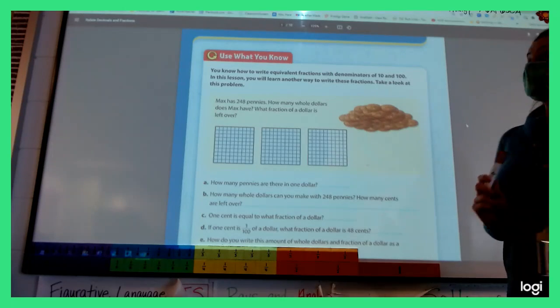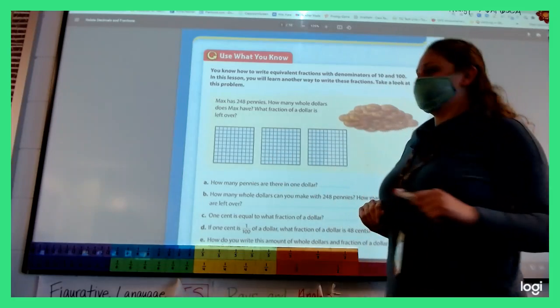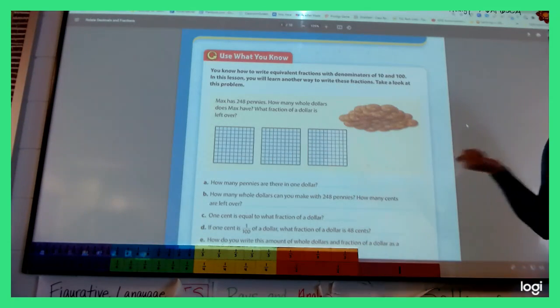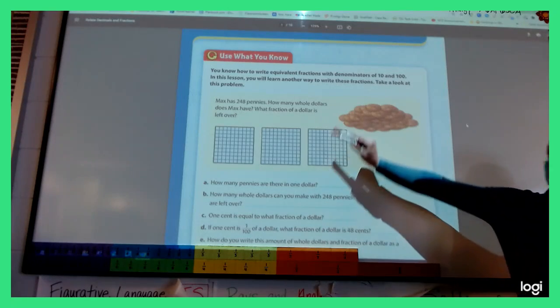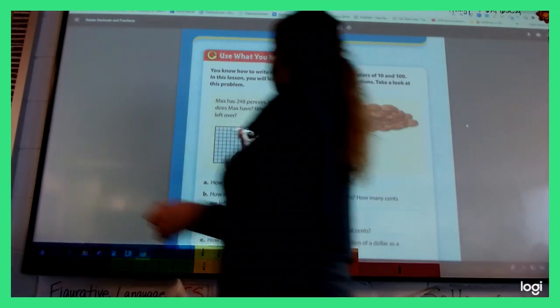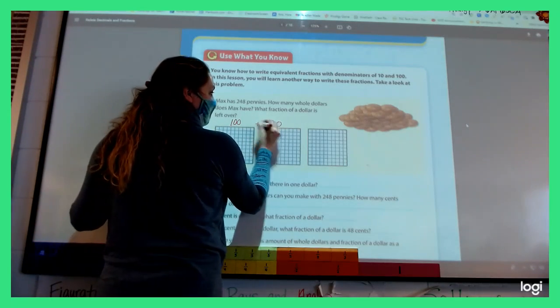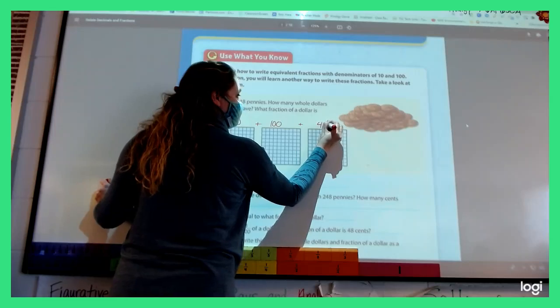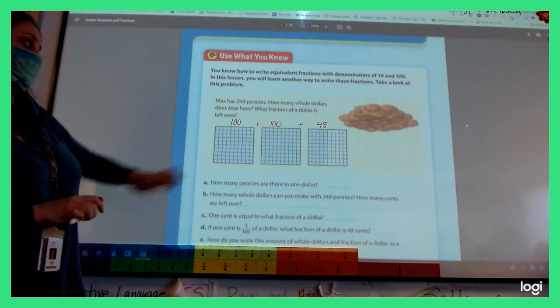Okay, 248 pennies. Someone explain to me, how is that shown on this picture? How do we see 248 on that picture? Emma? 200. Okay, and 47 on the bottom? Close, 48, but yes, you're right. So this has 100 colored in, this one has 100 colored in, and this one has 48 colored in, so if we add them all together, we have 248, right? So they showed us this correctly.